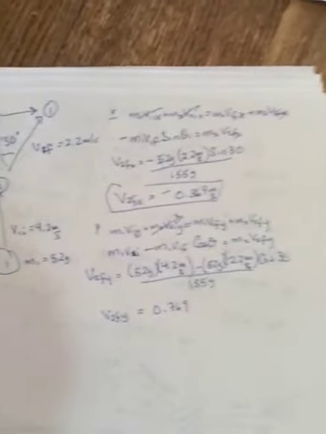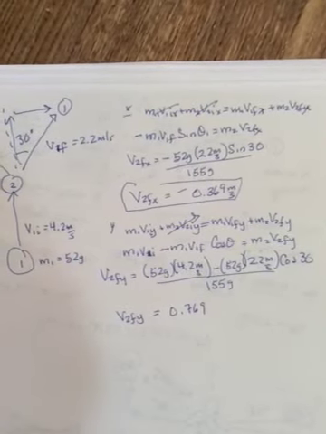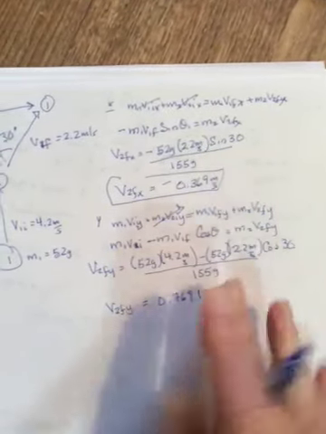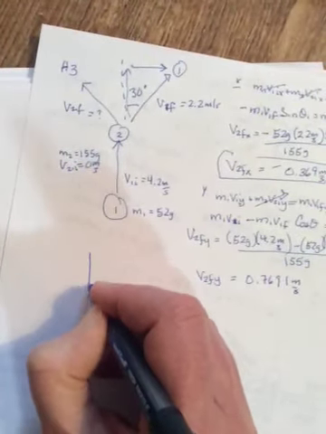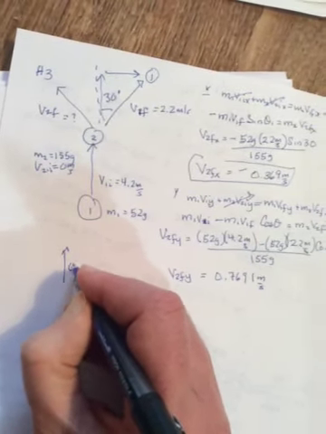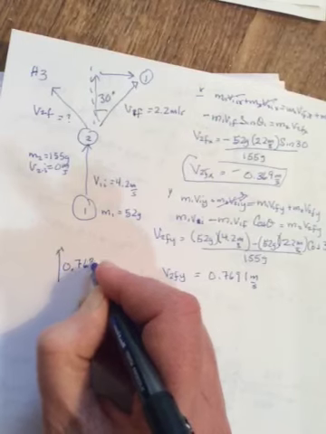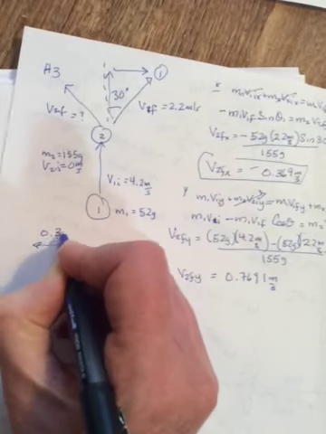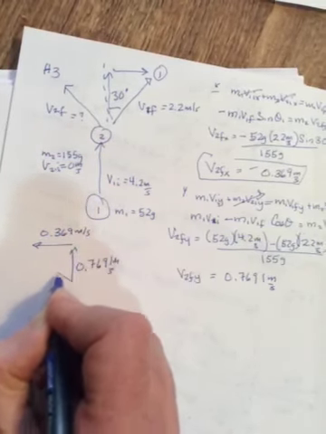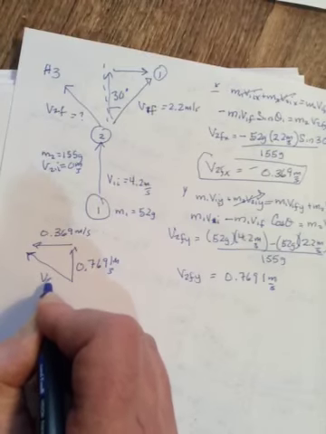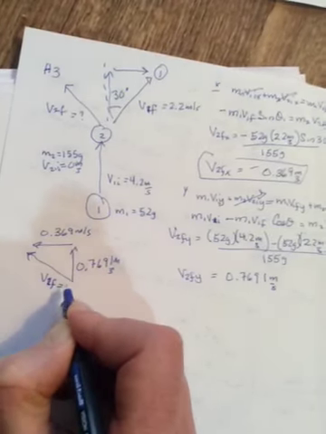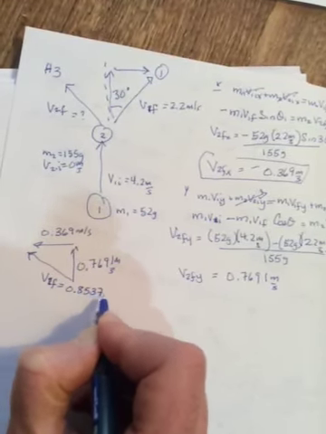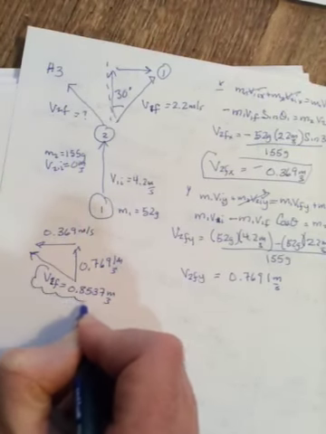If only I could see the next digit. Just one sec. I think it's a 1. 0.7691 meters per second. Okay, so there we have it. We have going up 0.7691 meters per second, going to the left 0.369 meters per second. Square them, add them together, and get your v2 final. And when you do that, you get 0.8537 meters per second.